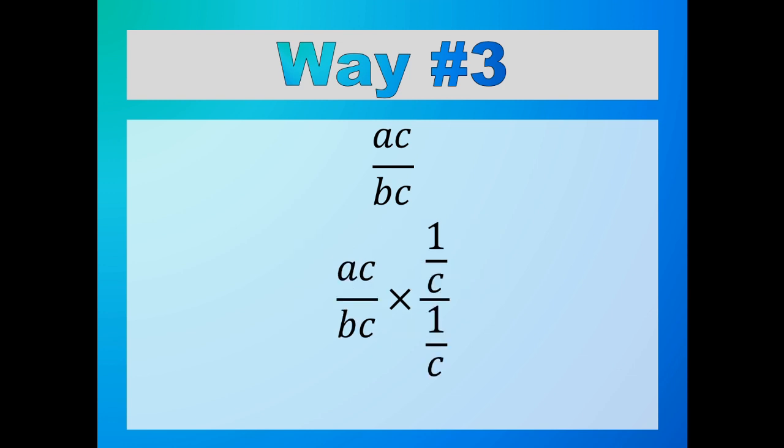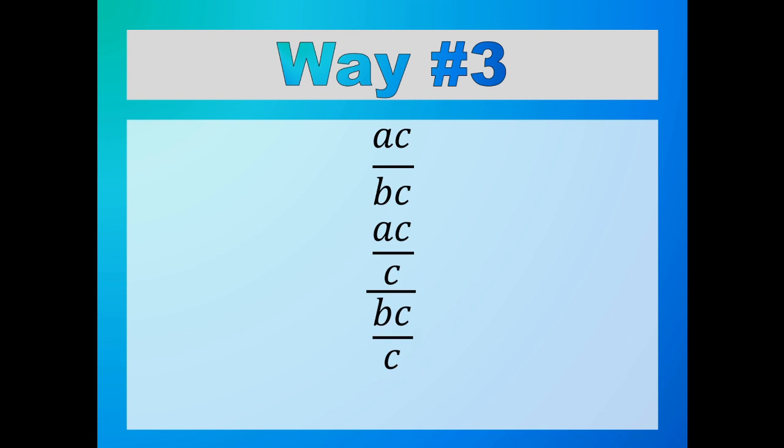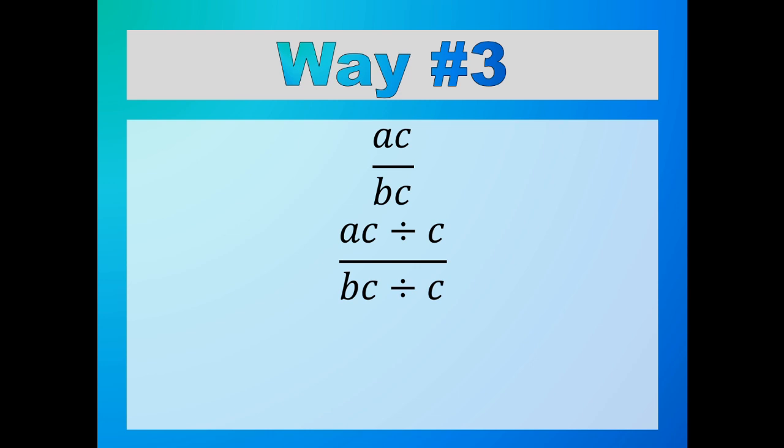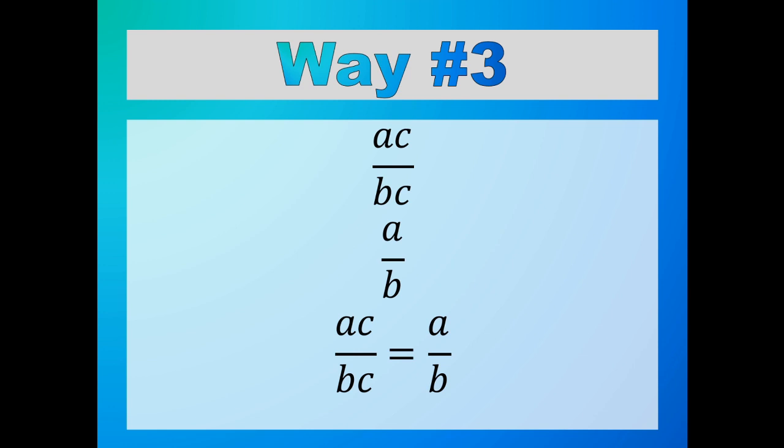Now we're multiplying 2 fractions, so we must multiply both the numerators and denominators. Let's rewrite the AC times 1 over C as AC over C, and let's rewrite the BC times 1 over C as BC over C. And now let's rewrite these divide signs, and let's simplify this. AC divided by C is equal to A, and BC divided by C is equal to B, and so we're left with A over B, and therefore AC divided by BC is equal to A over B.